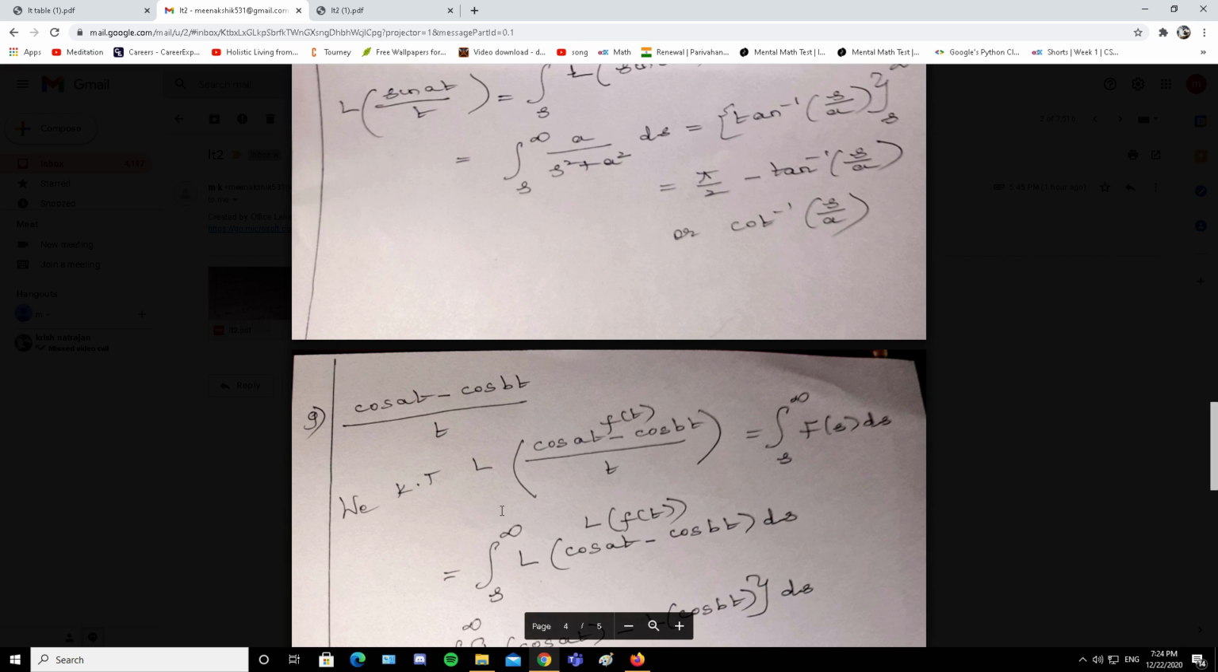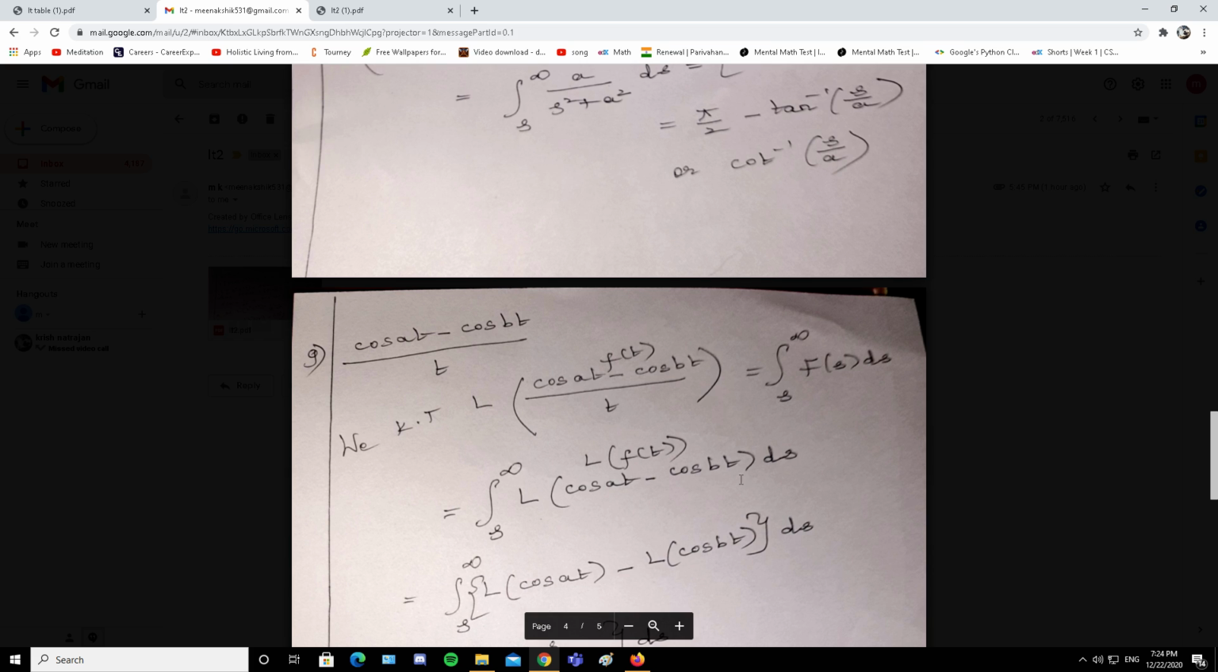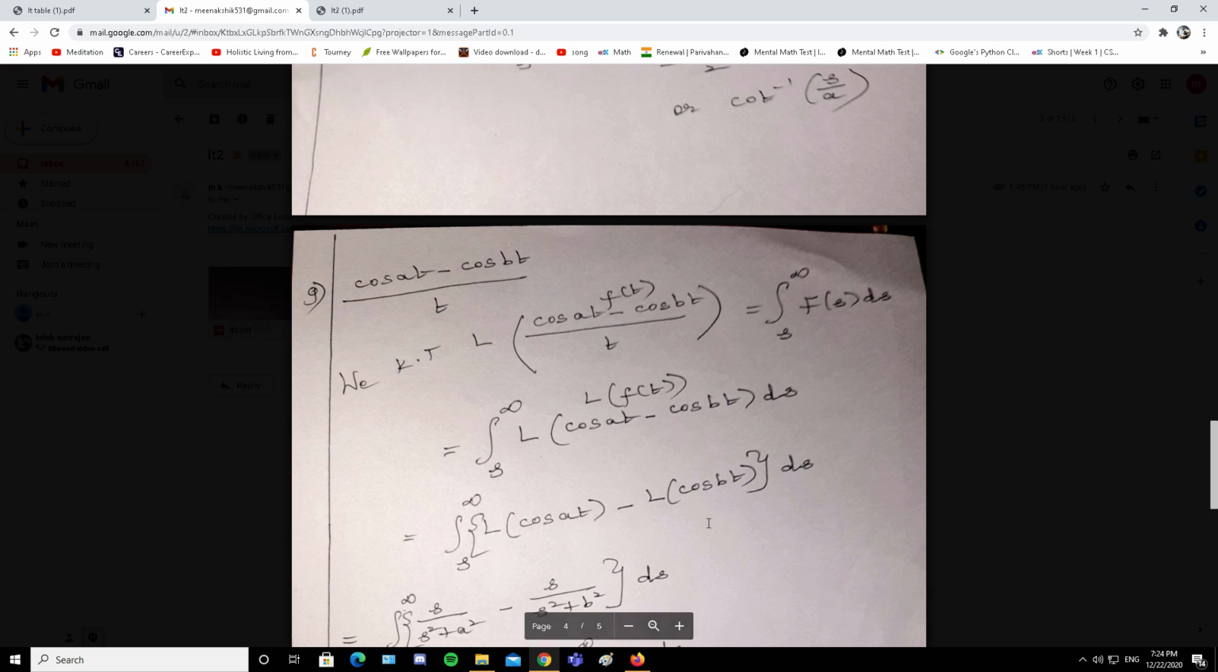Now similarly, (cos a t minus cos b t) by t. So this is also of the same type. So make use of the property: L of f of t by t is the integral from s to infinity of f of s ds. So what is f of s? It is L of f of t. What is f of t? L of cos a t minus cos b t, that is split into two, L of cos a t minus L of cos b t.